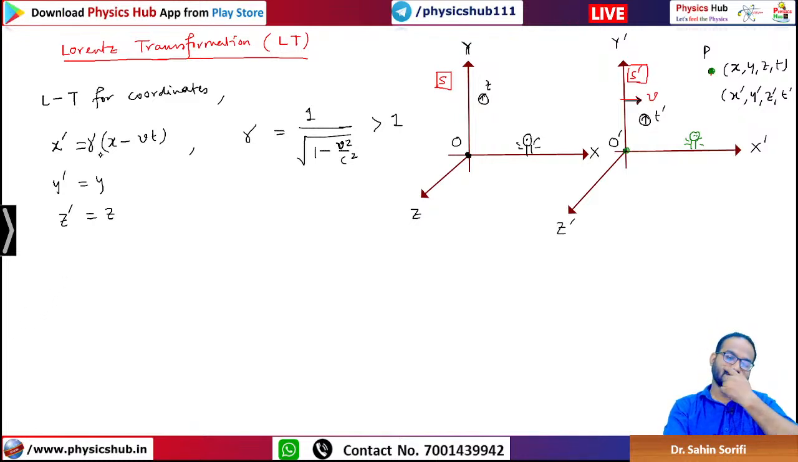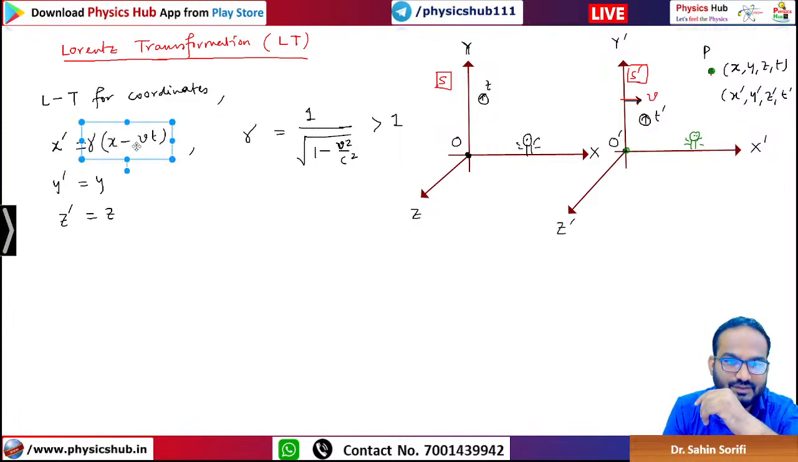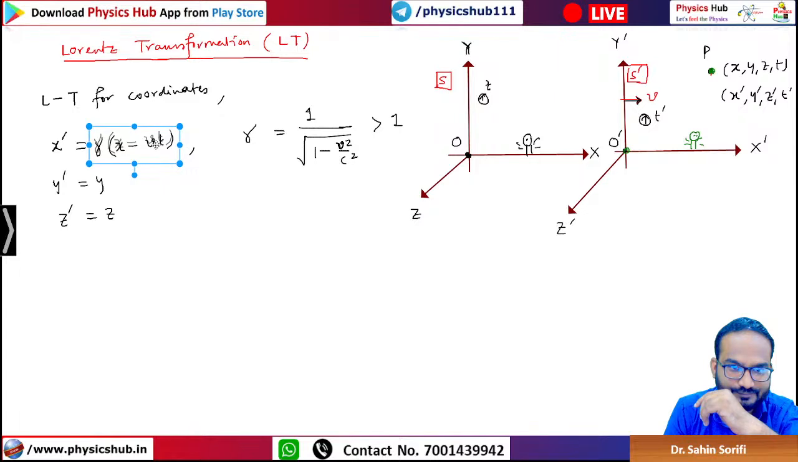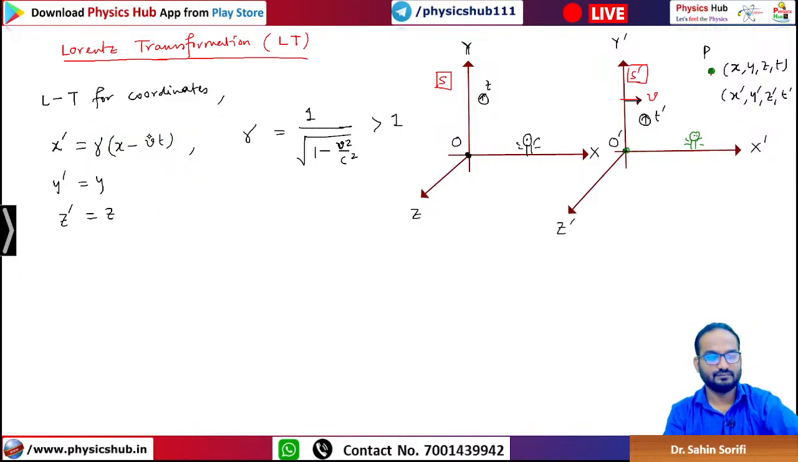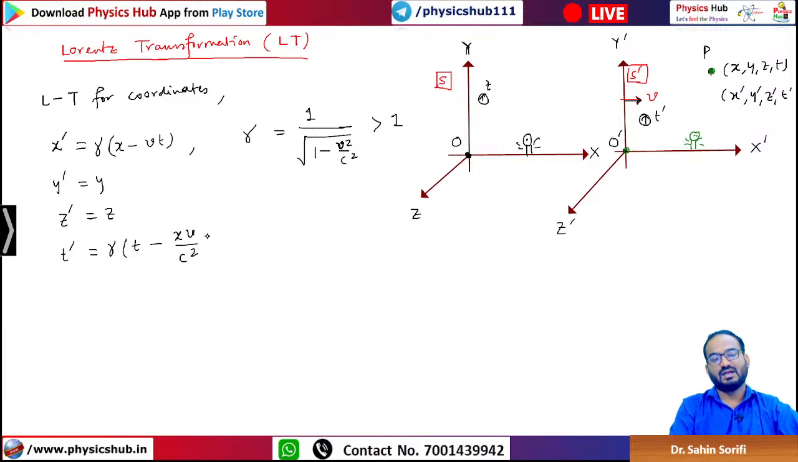Okay, so this extra modification was done by Einstein. This factor of gamma was introduced by Einstein. Now the transformation of time: t prime is equal to gamma times t minus xv by c squared. As per GT, there was no role of time. Time was the same in both the frames. But here, for the Lorentz transformation, time is also changed as per this formula. T prime is equal to gamma into t minus xv by c squared.